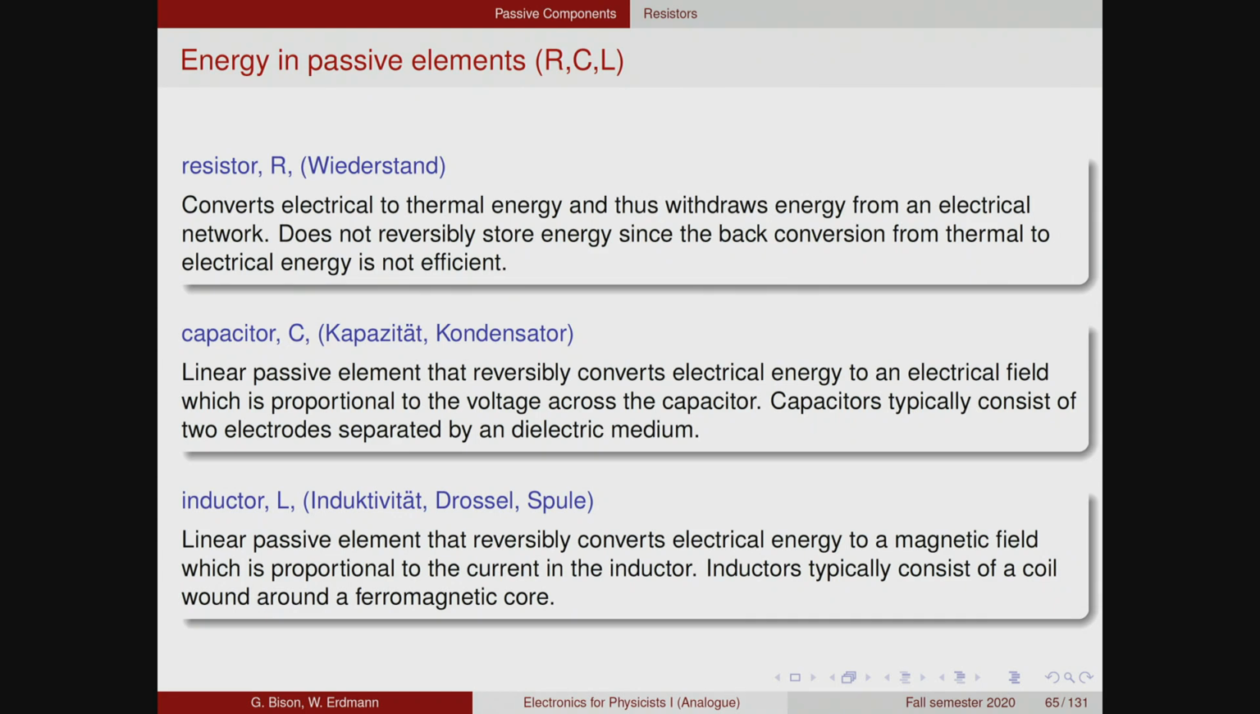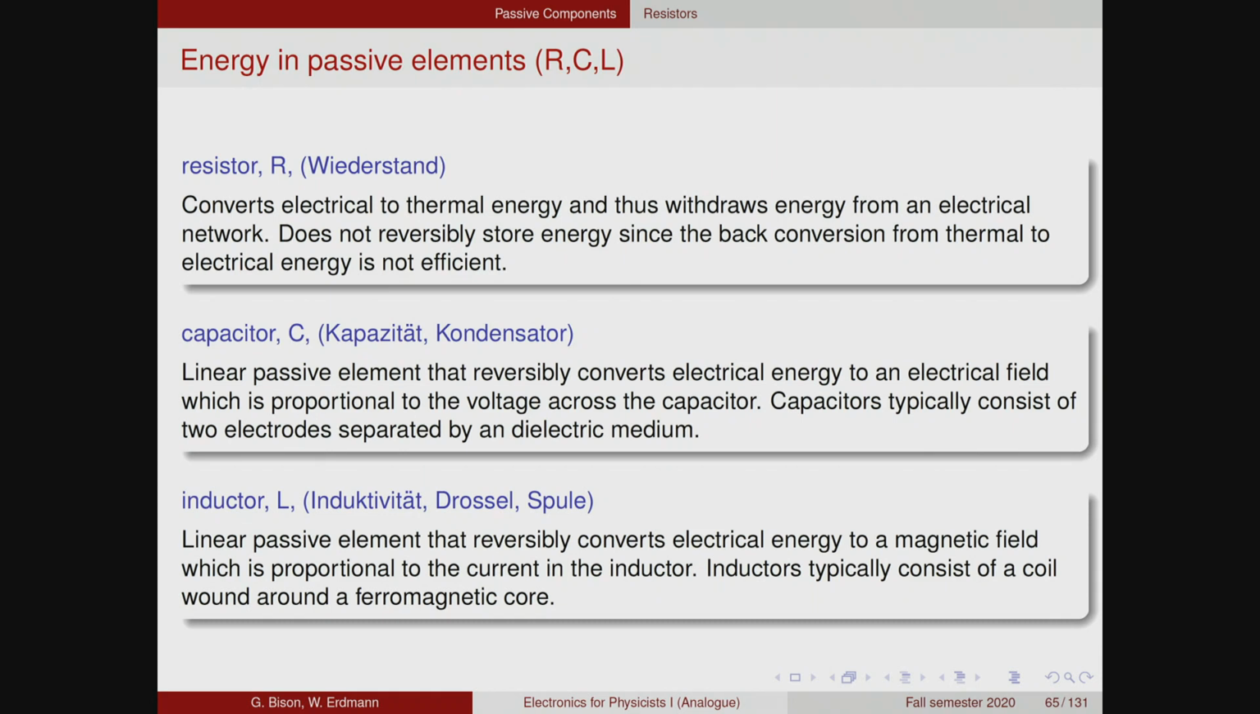And so a capacitor is two electrodes between which we have an electrical field. Of course, technically, capacitors are built in a different way, but it's always two conducting surfaces. Often they are wound or connected in a special pattern.